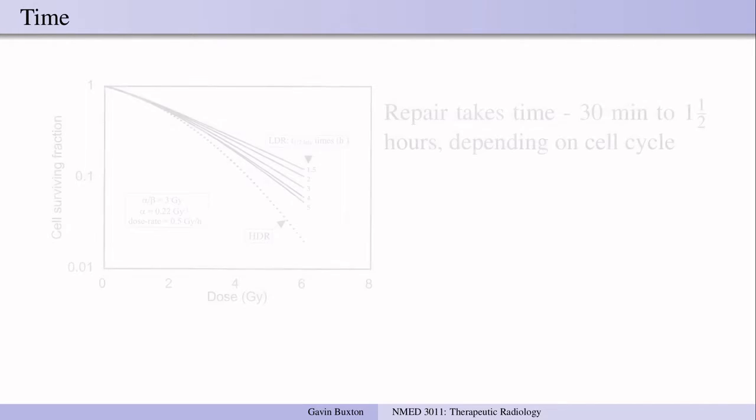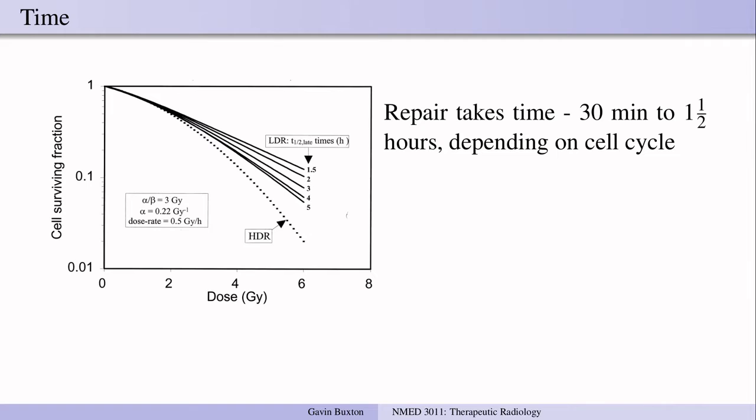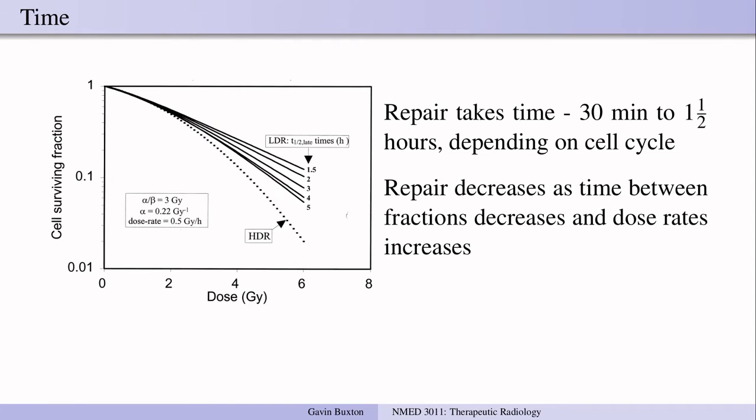Let's talk about the timing for some of this. Recall that it takes time for single strand breaks to repair. And so if the time between two fractions is too small, then repair might not have occurred, and it would be similar to giving just one high dose.